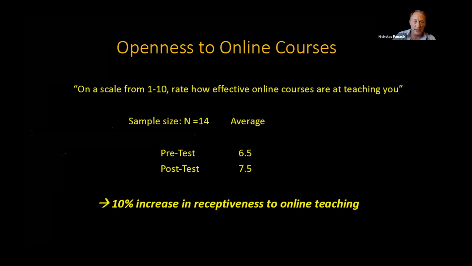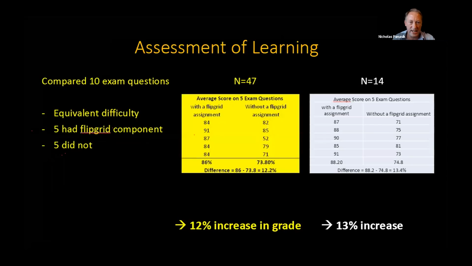Also asked them similarly about their openness to online courses. So at the beginning of the course, I asked them to rate how effective online courses are at teaching them. And the average answer was about a 6.5. And after the course, 7.5. So a 10% increase in receptiveness to online teaching. And again, with the N equals 14, there was a similar 12 to 13% increase in their grades.